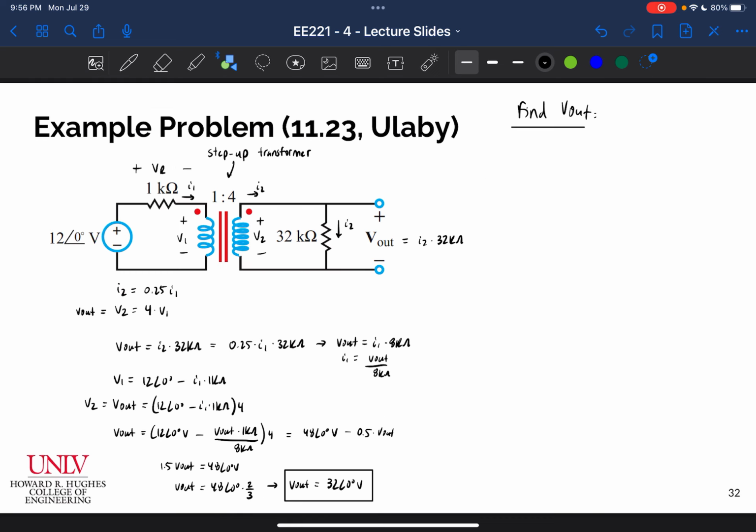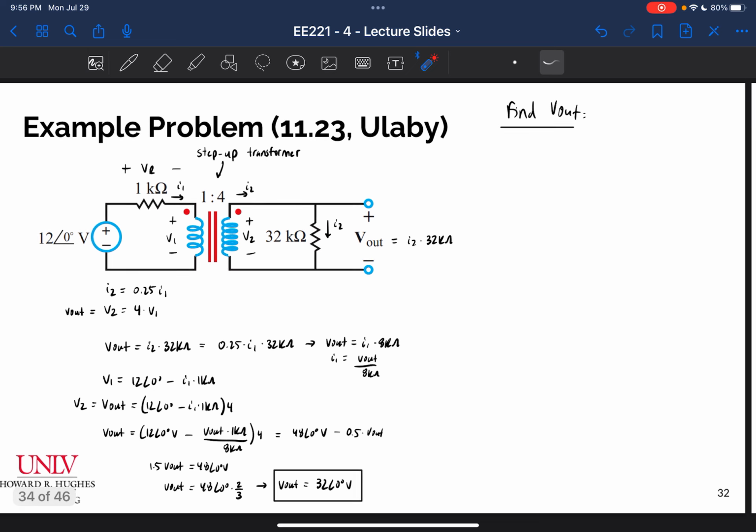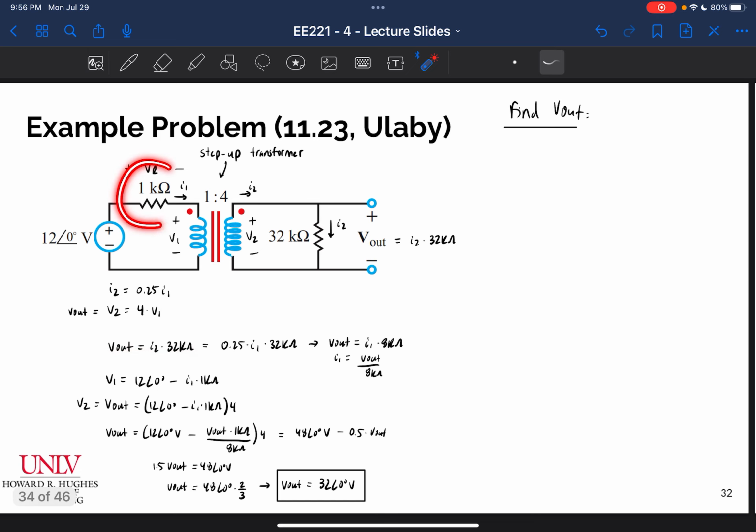And so we basically just set up a bunch of equations for this transformer that we know are valid. We started with the current and voltage equations, and then we started using Ohm's law at V out, Ohm's law here, and then we started plugging in and substituting until we got our value for V out here, which is 32 angle 0.